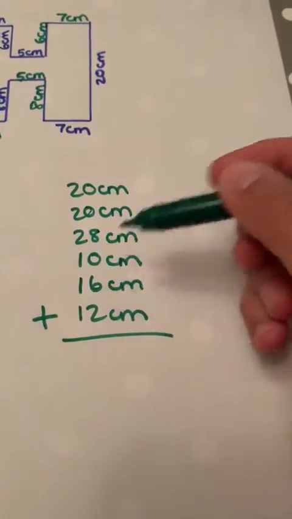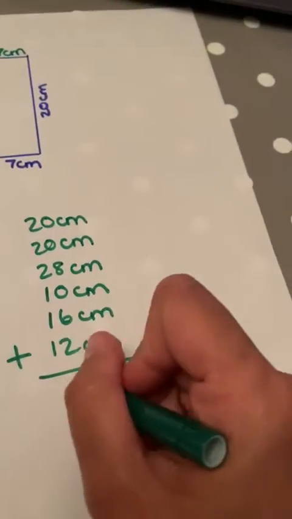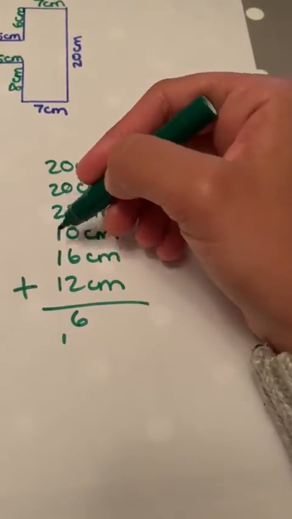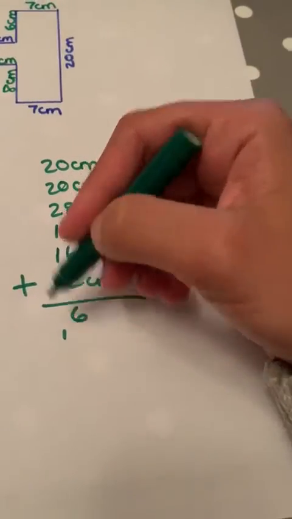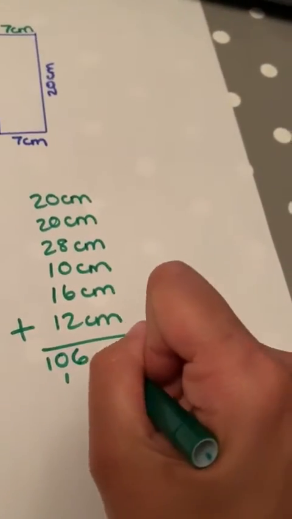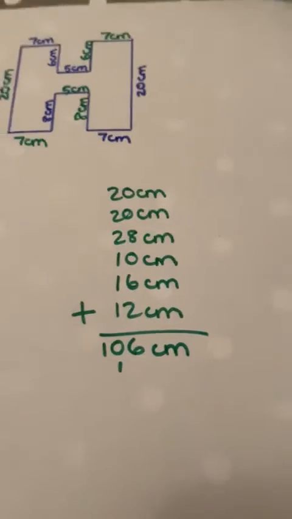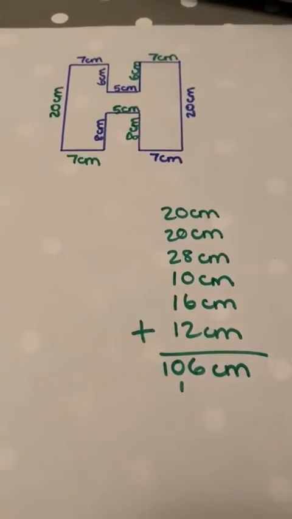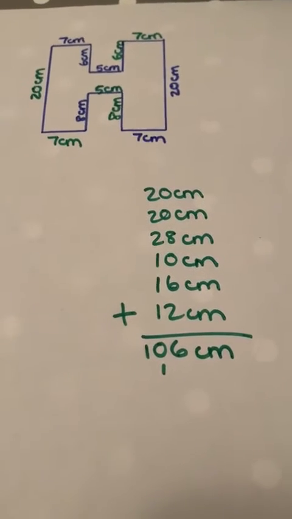So 8 plus 6 is 14, plus the 2 is 16. 2, 4, 6, 7, 8, 9, 10. I make the perimeter 106 centimetres. Do you agree with me? Let me know by tweeting in the comments.